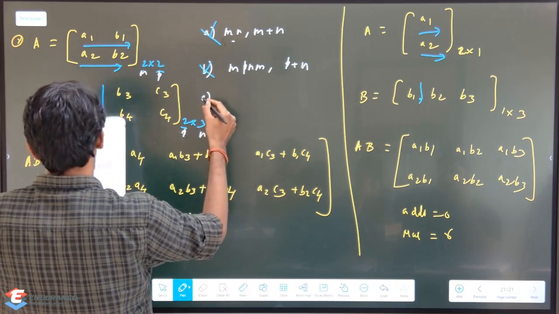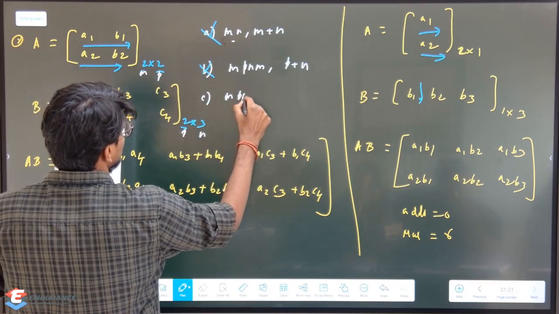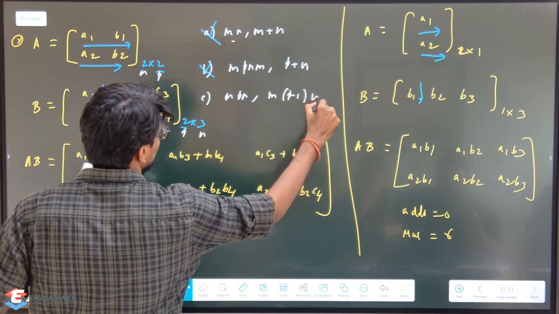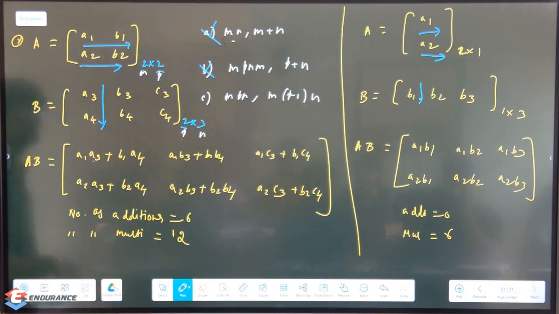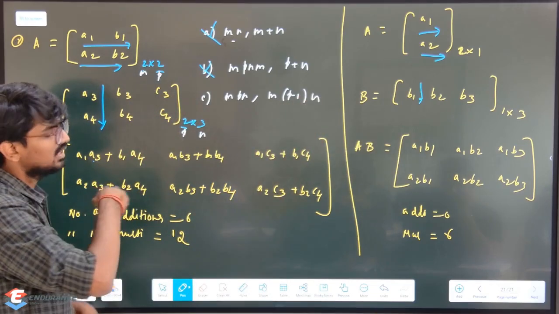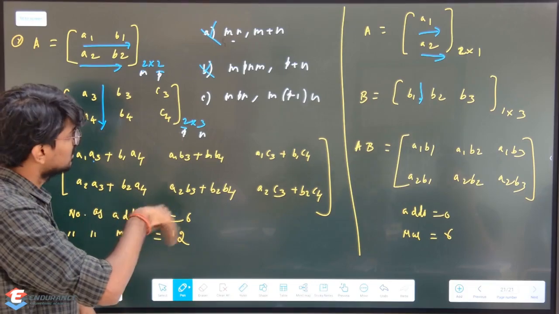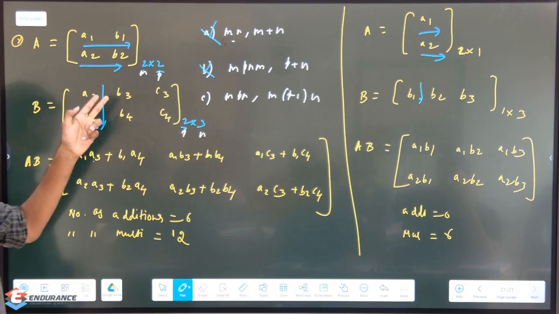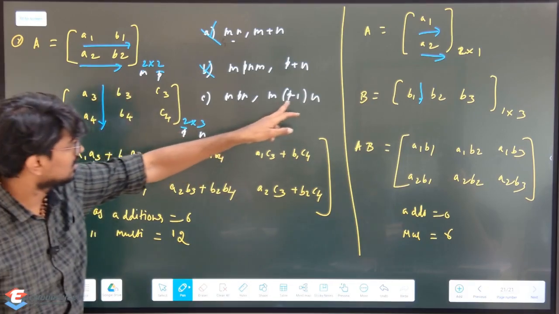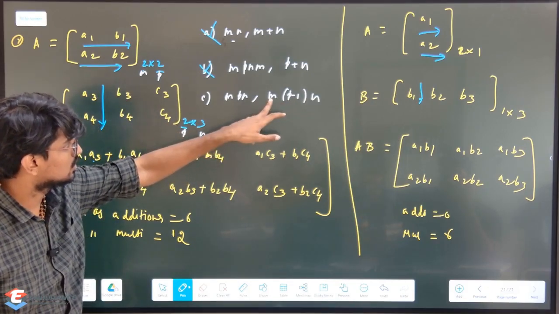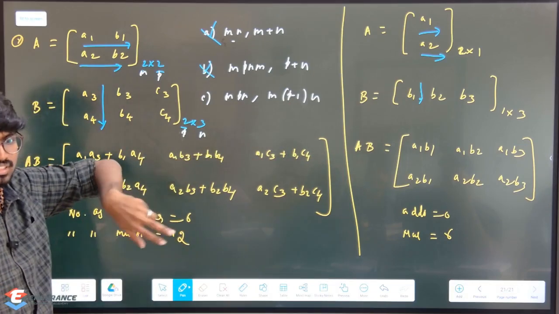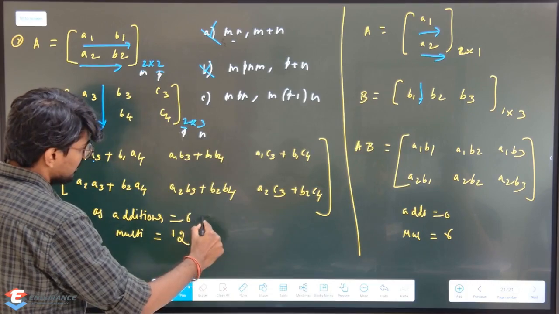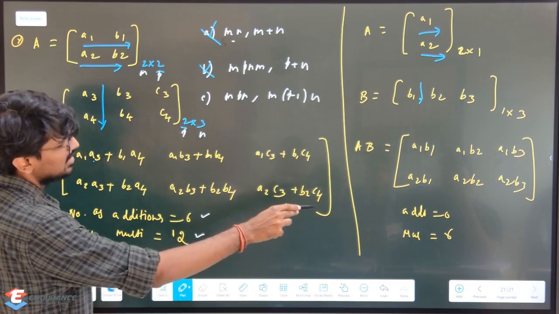Okay, what about option C? MPN, M into P minus 1 into N. What is MPN? 2 into 2 into 3, 12, satisfying. Next, M into P minus 1: 2 into 2 minus 1, 2 minus 1 is 1, so 2 into 1 into 3, 6. So it is satisfying the addition, it is satisfying the multiplication. We can check for that also.